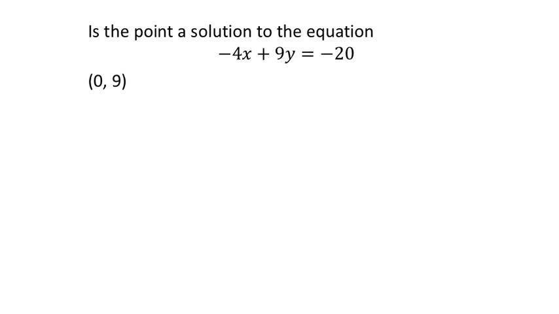So here's our first example. Is this ordered pair (0, 9) a solution to the equation that's given, -4x + 9y = -20? Well, right here we see that the x value is 0 and the y value that corresponds with it is 9. Now that's an ordered pair on the grid. If it's an ordered pair that makes the equation true, then it would fall on the line. So it's the same thing for this one. We're just trying to see if (0, 9) is actually on the line that represents this equation.